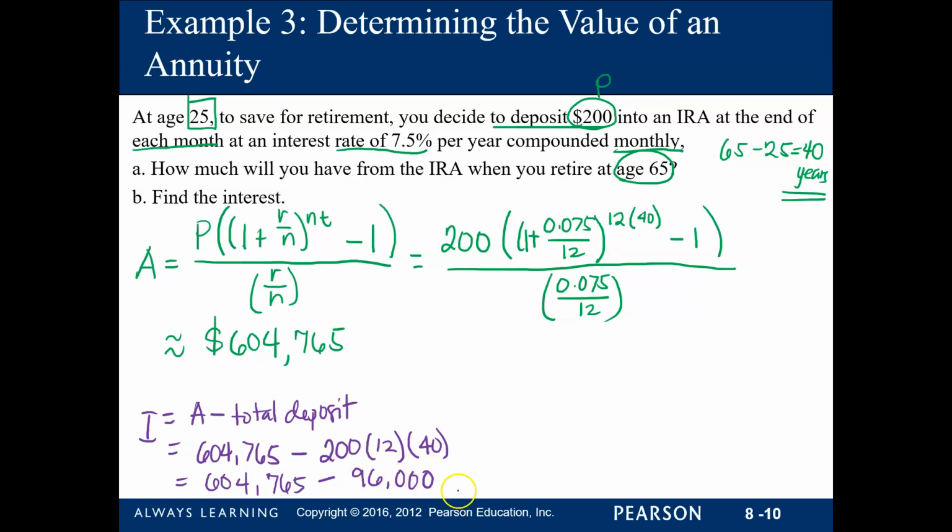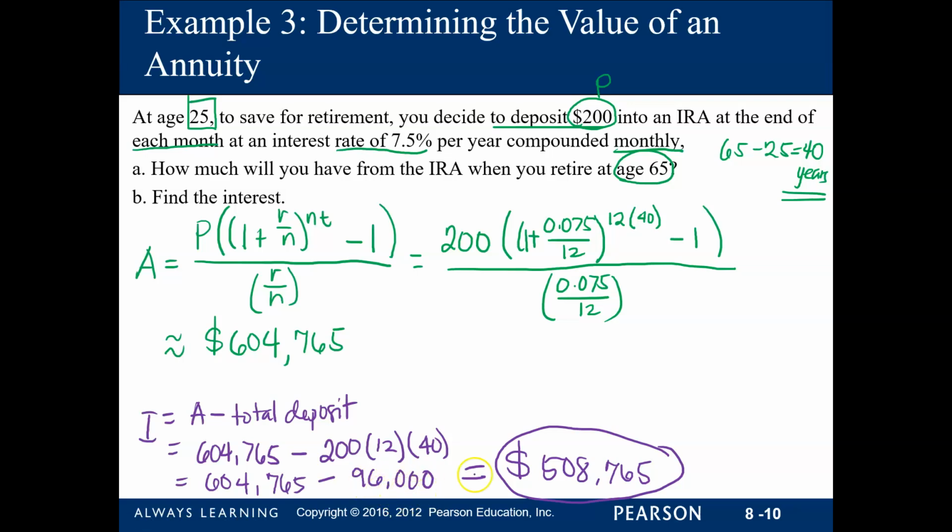So almost $100,000 deposit over the 40 years. And if you will see, the difference of this is $508,765. So this is the interest earned over 40 years. How much did you pay out of pocket? How much did you deposit? Almost 100,000 for 40 years.